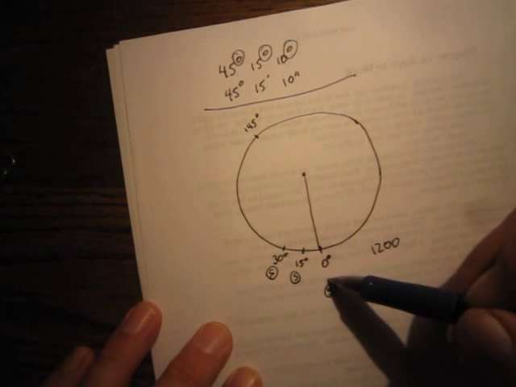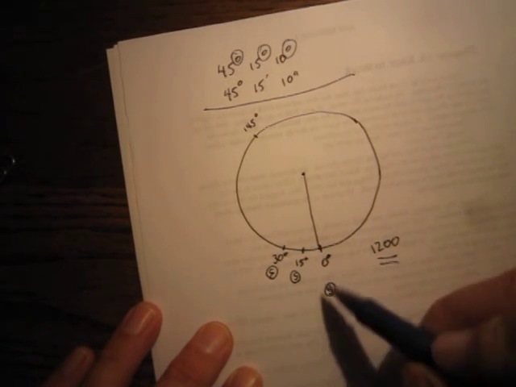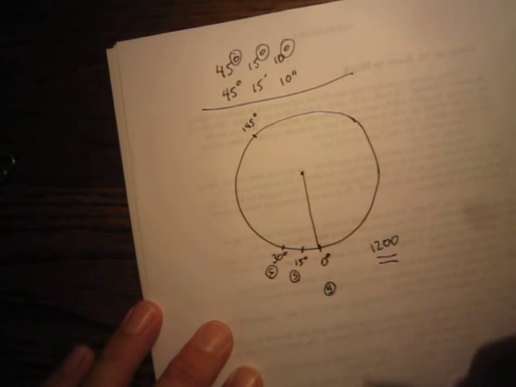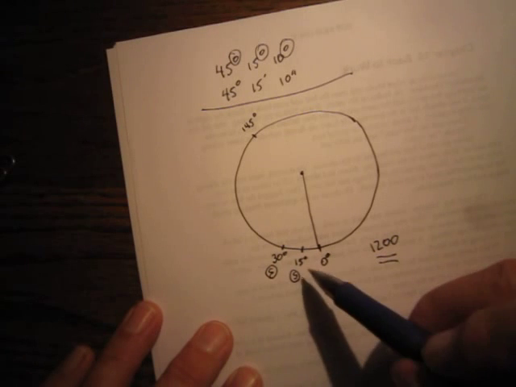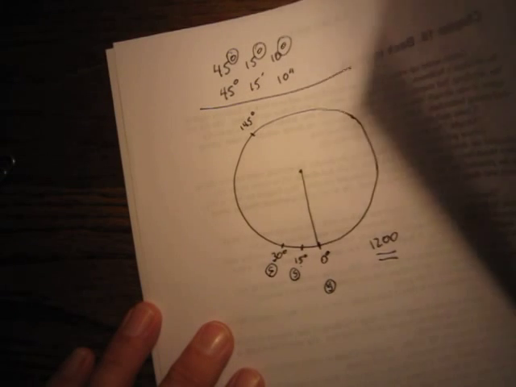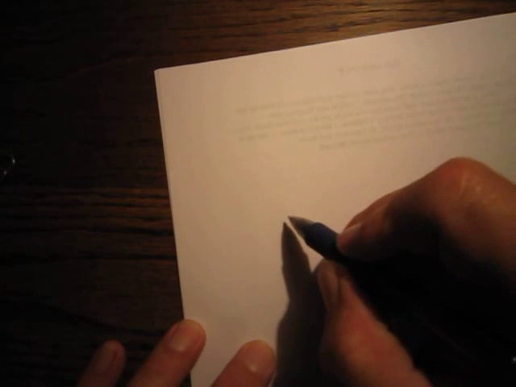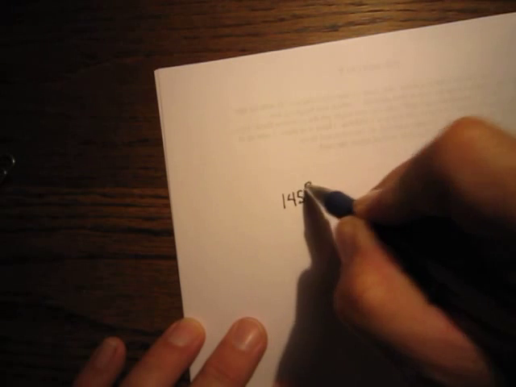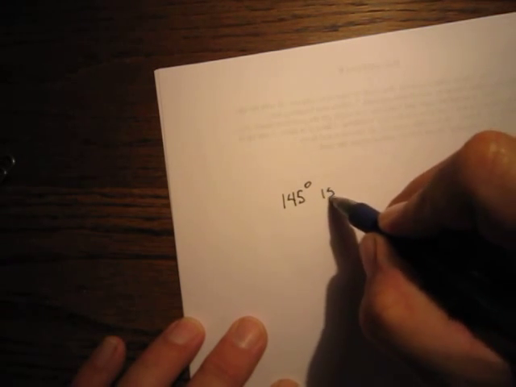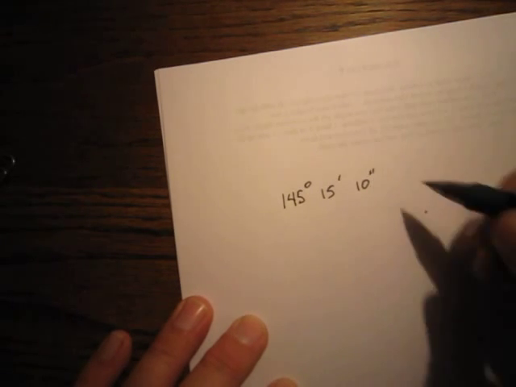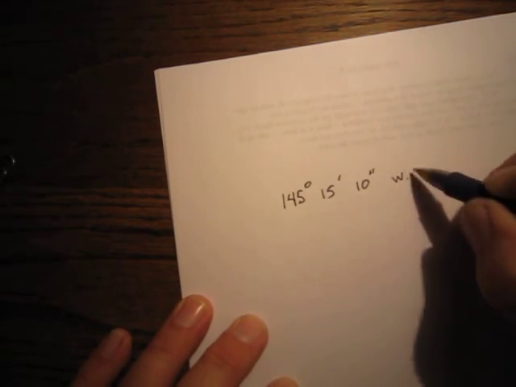So, keep this image in your mind. Here's the sun at noon over the 0 degree longitude line, and that in fact is called the prime meridian. You'll learn that in class. And every hour it moves 15 degrees. So, let's work a couple of problems. Okay? Let's say that we are at 145 degrees, 15 minutes and 10 seconds west longitude.